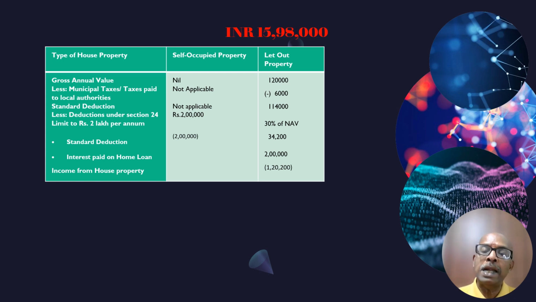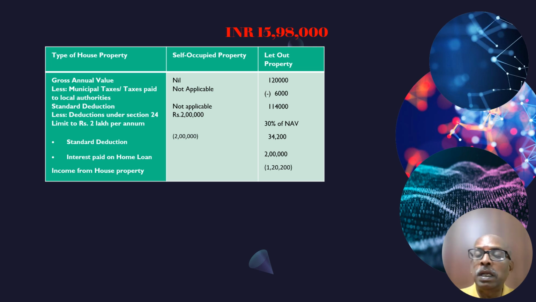That has to be added to your income, and then tax will be calculated. That 79,800 will be added to your salary income of 15 lakhs 98,000 shown on the top in the red color. Suppose you have got a loan and you pay 2 lakhs or more. So that can be added here. If you pay more than 2 lakhs, you can claim only 2 lakhs in a year.